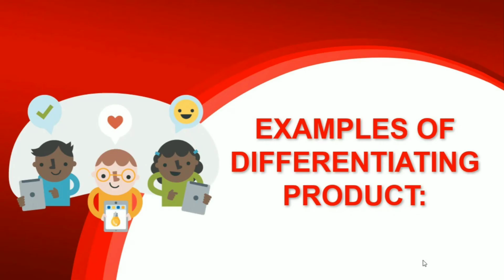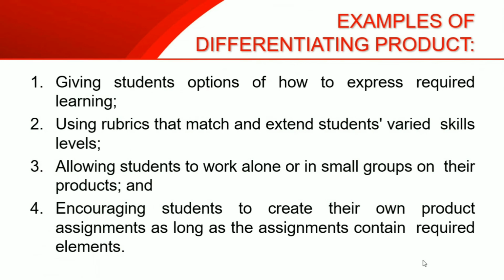This time, here are the examples of differentiating product. Number 1, giving students options of how to express required learning. Number 2, using rubrics that match and extend students' varied skill levels.